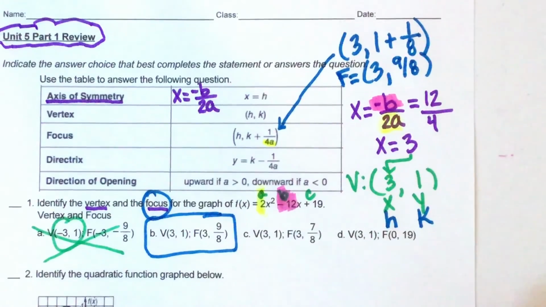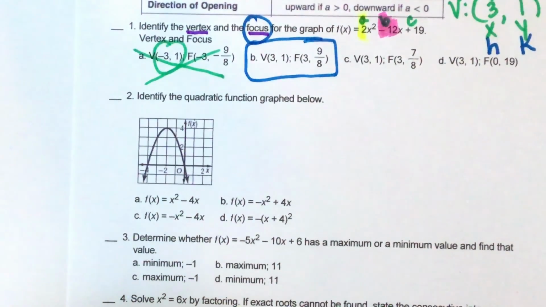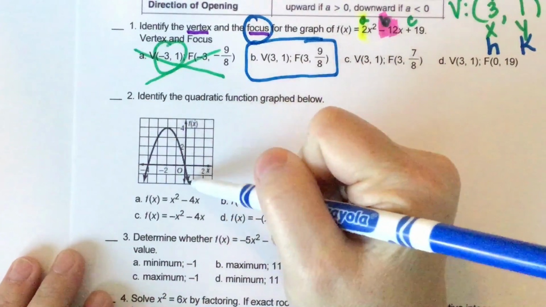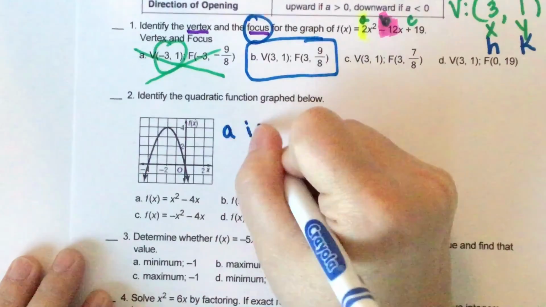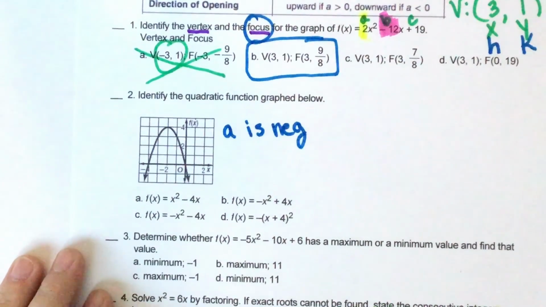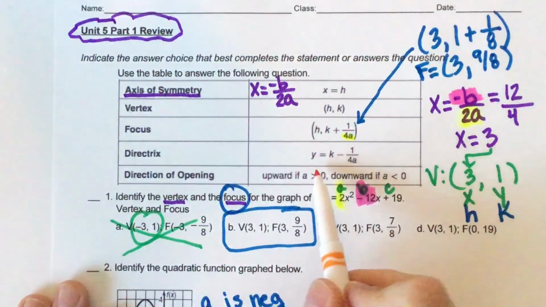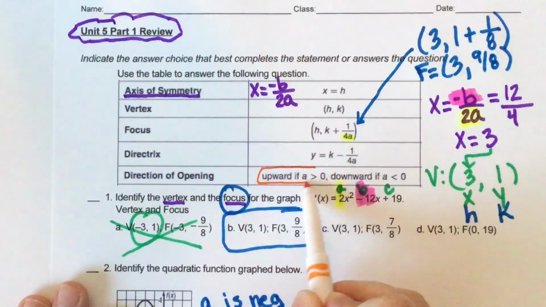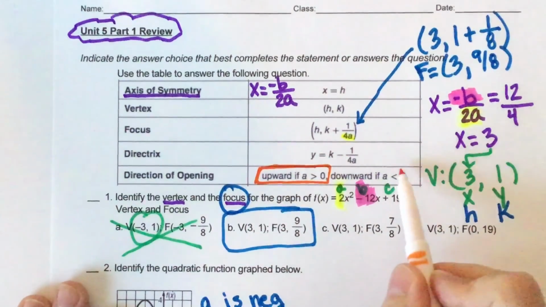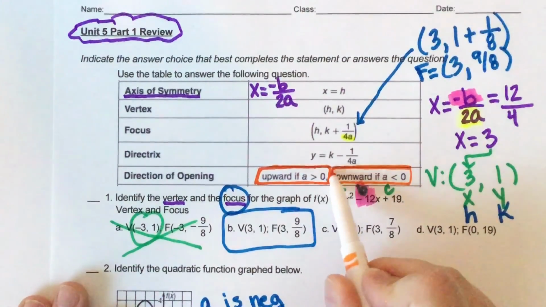Okay, next one up. Number 2. It says, identify the quadratic function graphed below. Well, I know since the graph is opening down that my a is negative. And if you didn't remember that little tidbit, come up here and look at this table. It shows you that if a is bigger than 0, meaning if a is positive, the graph opens up. And if a is a negative number, then the graph opens down.